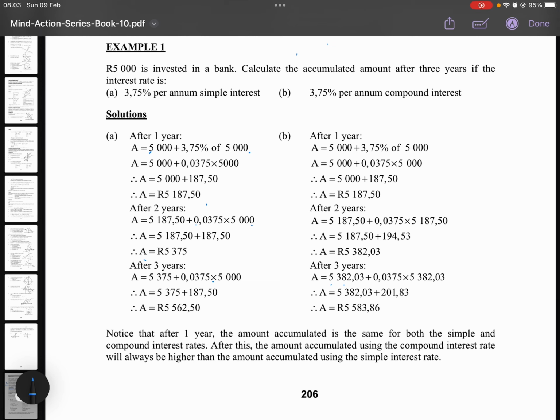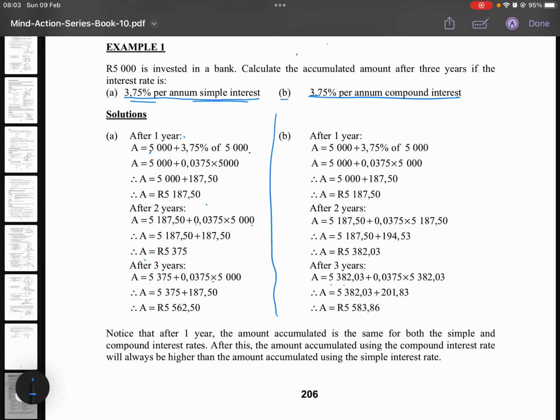So suppose 5,000 rand is invested in a bank. Let's calculate the accumulated amount after 3 years, if the interest rate is 3.75% per annum. Part A is if it's simple interest, and part B is if we go with compound interest. So the difference is going to be here.